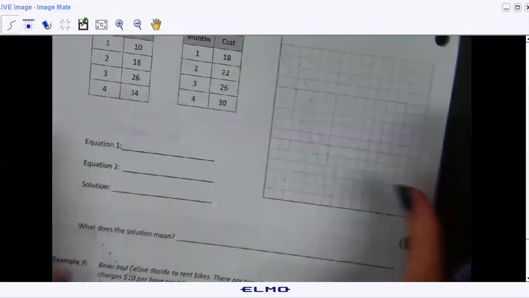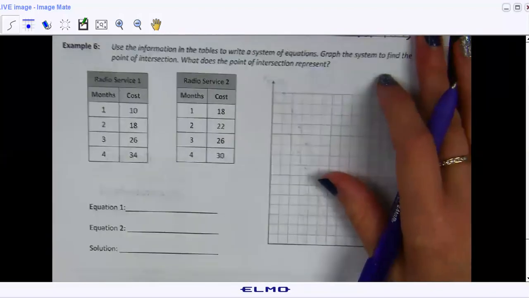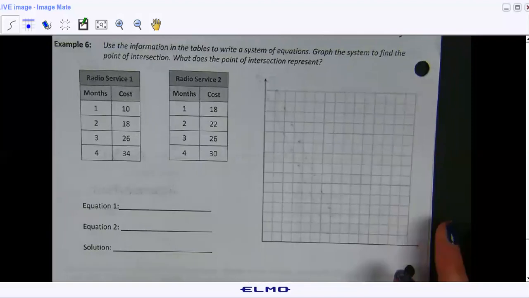Moving on to the last page. Okay, example 6. Use the information in the tables to write a system of equations. Graph the system to find the point of intersection, and what does the point of intersection represent? So each example gives you a little bit less information in the words, but more information in the tables.